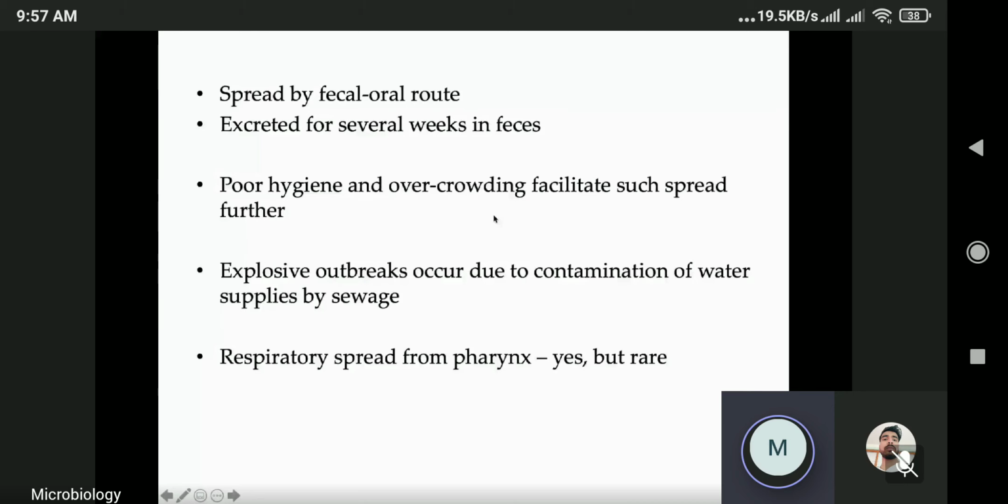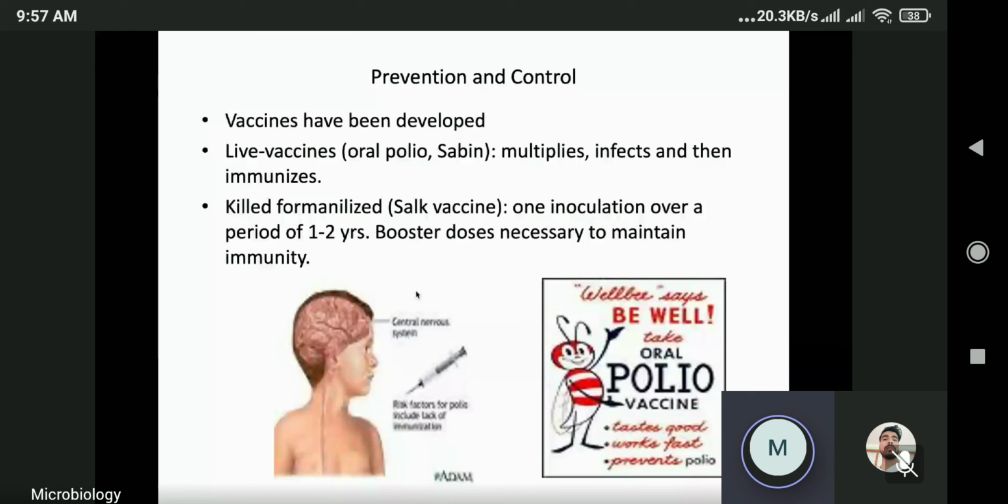Some explosive outbreaks can occur due to contamination of water supplies by sewage. That means in areas where there is improper water sanitation and sewage disposal systems, there is a chance of having an outbreak also. But luckily, some preventive measures are there. That is, immune prophylaxis is available for polio.